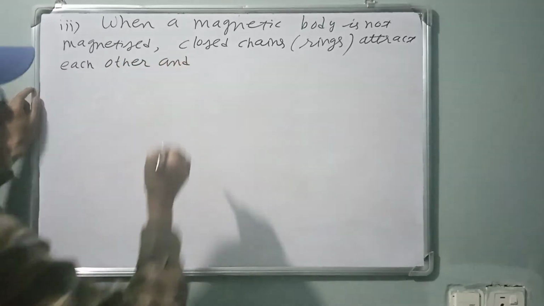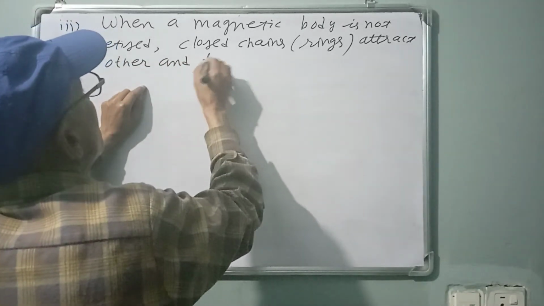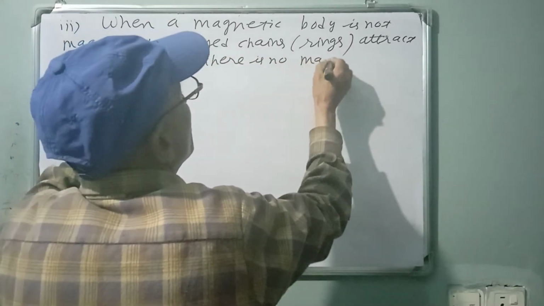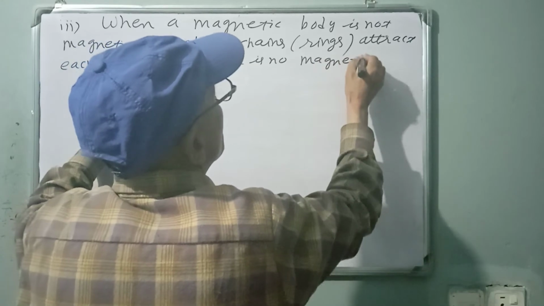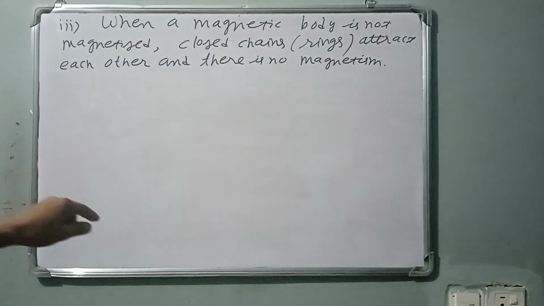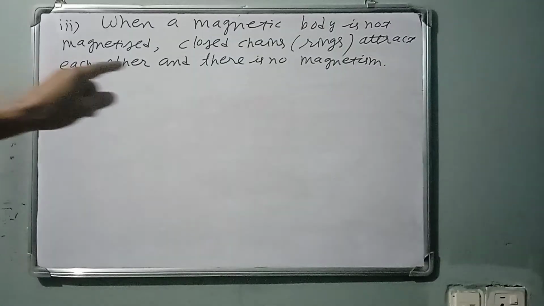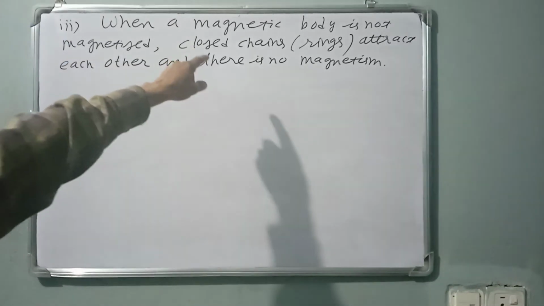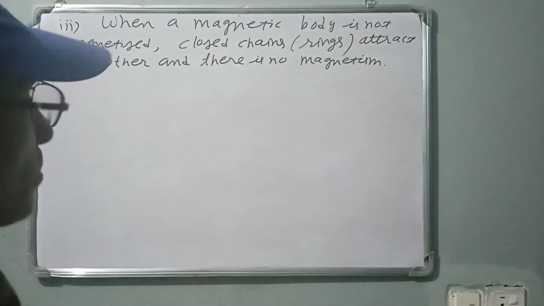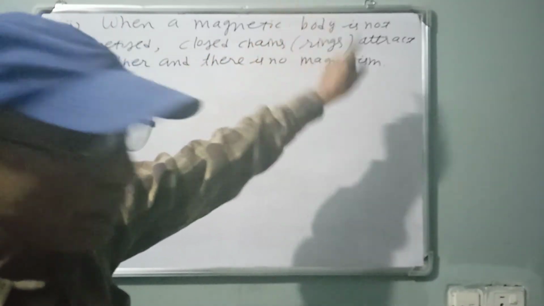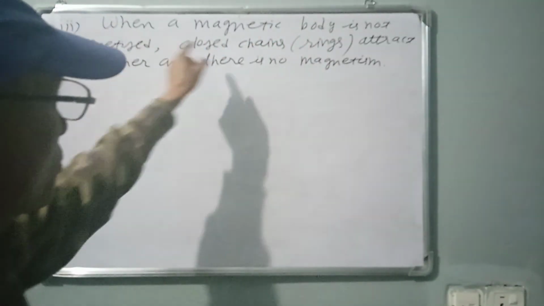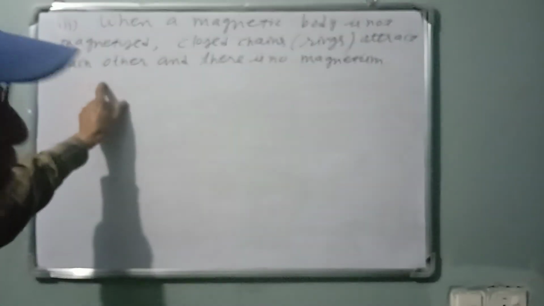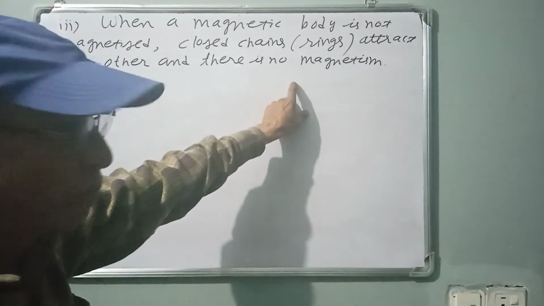And there is no magnetism. There is no magnetism or no magnetic force in a magnetic body because there are irregular patterns of molecules. The molecules are randomly placed, closed chains or randomly placed, and those closed chain molecules or molecular magnets attract each other and there is no magnetic force.